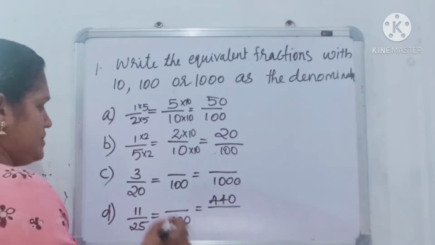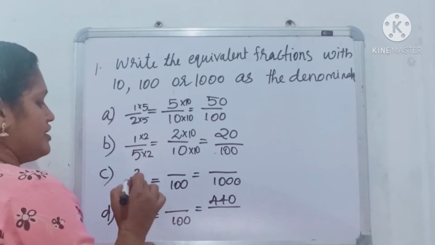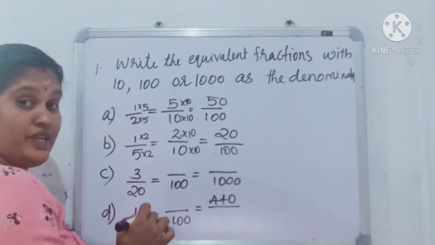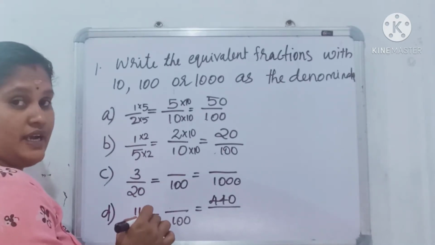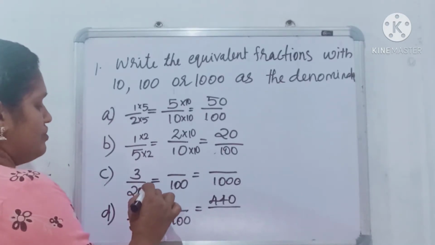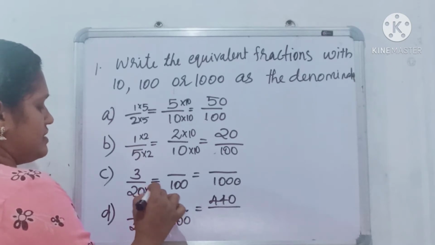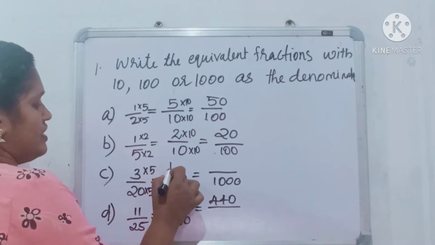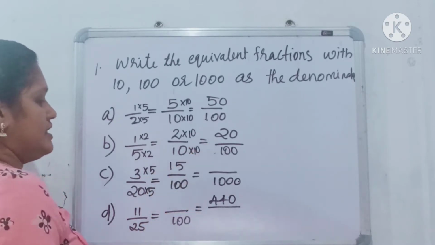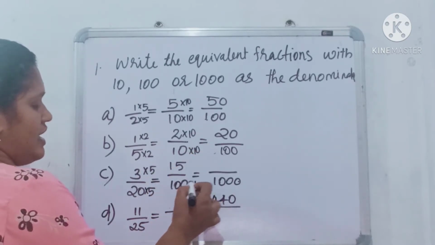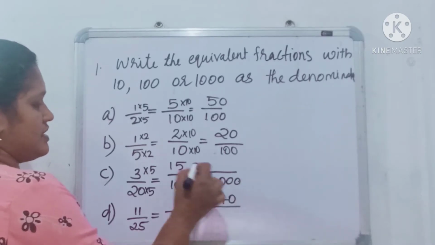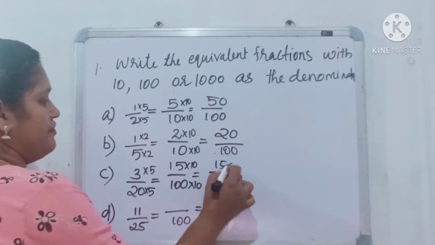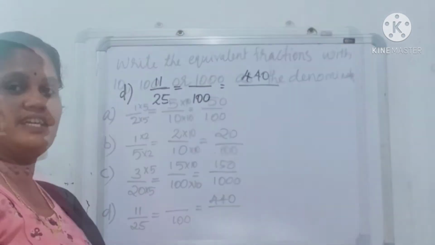Okay. Next, 3 by 20. To get 100, 20 into dash equals 100. 20 into 5 equals 100. Here also by 5. So here 15. Then 100 into 10 equals 1000. So here also by 10, 150 by 1000.